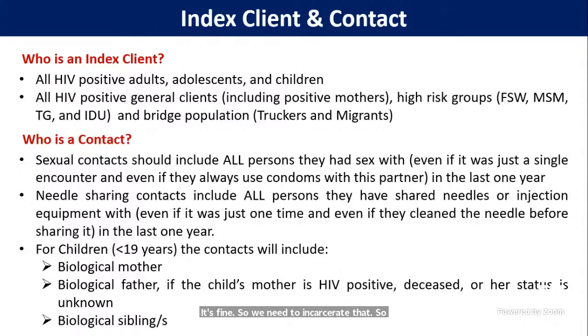In needle sharing, there may be two types of contacts. One is those with whom they have actually shared needles. The other may be the social network, people sitting in one place and taking their injecting drugs but not actually sharing their needles or equipment. That may be their social contacts. But if someone is sharing their needles or syringes with another person, that will definitely be a needle sharing contact. Children less than 19 years, I think we discussed in the previous slide. Go to the next slide, please.